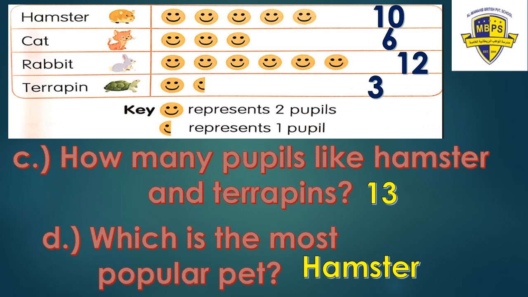Let's go to the next one, D. Which is the most popular pet? We saw that the word popular means many people like it. Okay, so which is the most popular pet? Now we are going to see the numbers. We have 10, 6, 12 and 3. So which is the greatest number out of all? Very good. Number 10 is the greatest. And which animal is there in number 10? Excellent, children. Hamster. So hamster is the most popular pet. Very good.